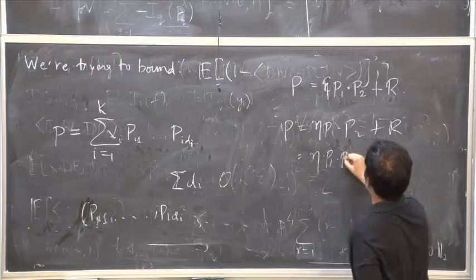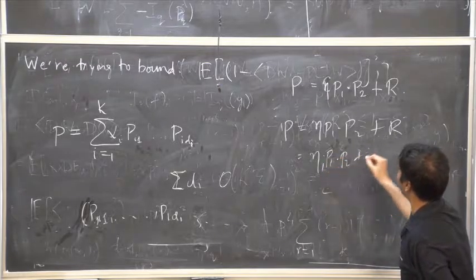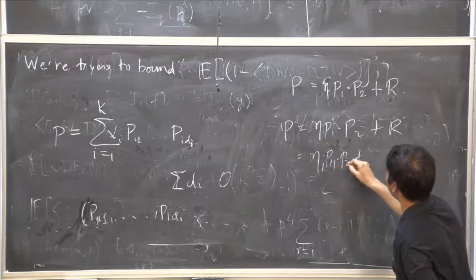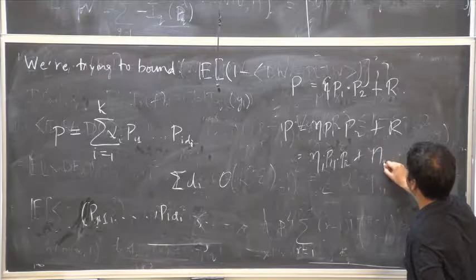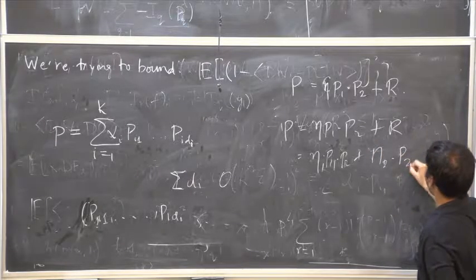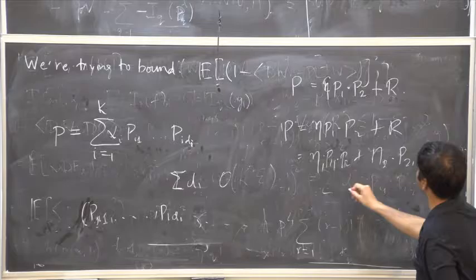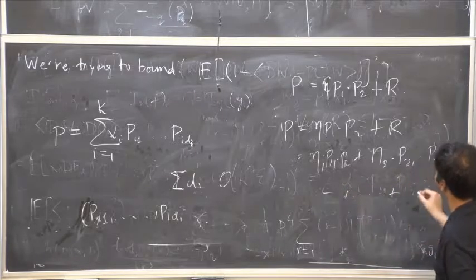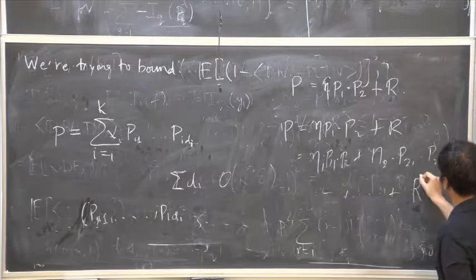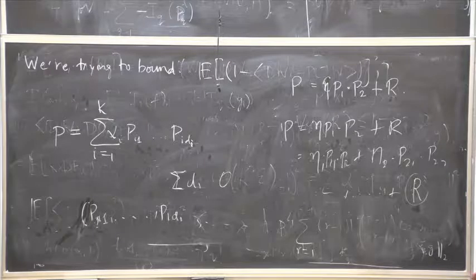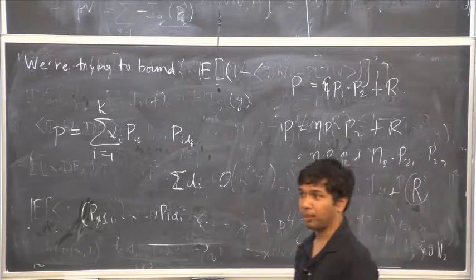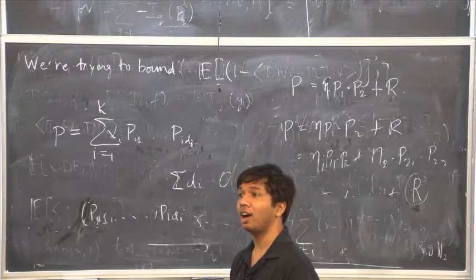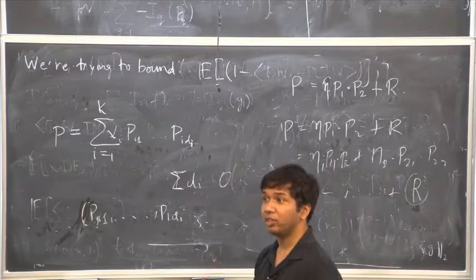Now you work with r. So eta 1, p11, p12. Then you get eta 2, p21, p22. You keep going until you come to this remainder term r, at which point one of two things could have happened. Either the variance of r has become really, really small.